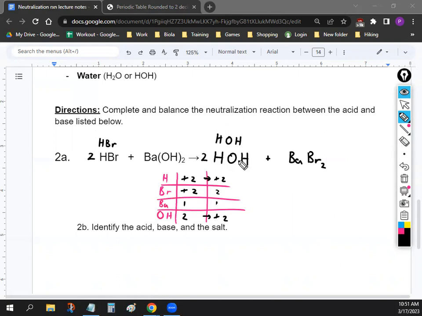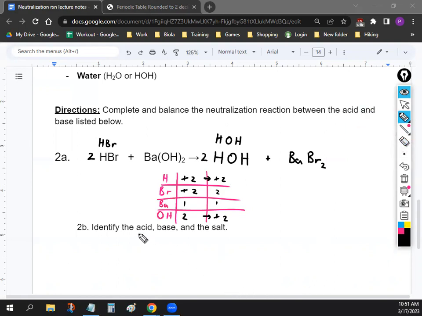Okay, just keep in mind that the H that's a part of OH is not just a regular H, so just keep that in mind. You have to keep them separate when you're counting them. Okay. All right. And then last step, let's identify the acid, the base, and the salt.